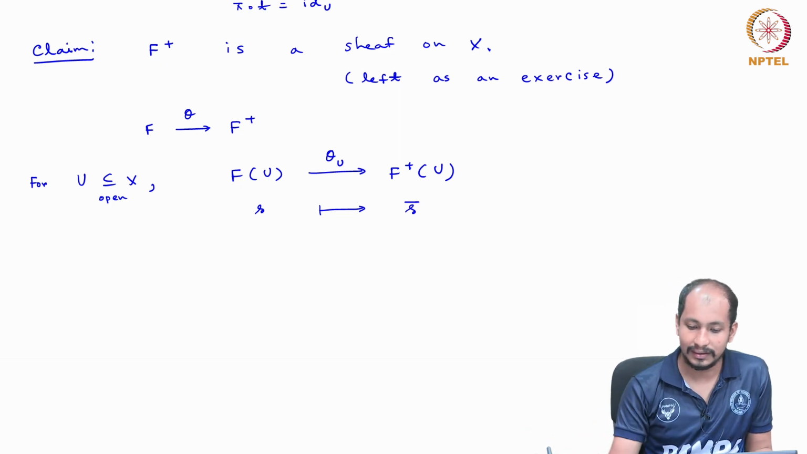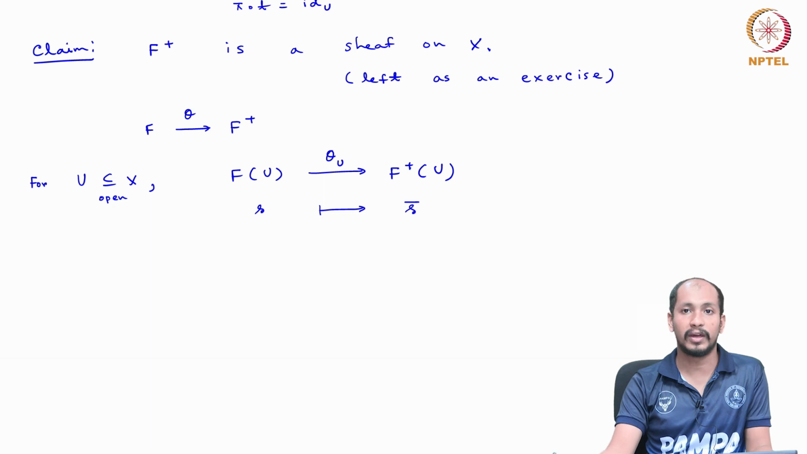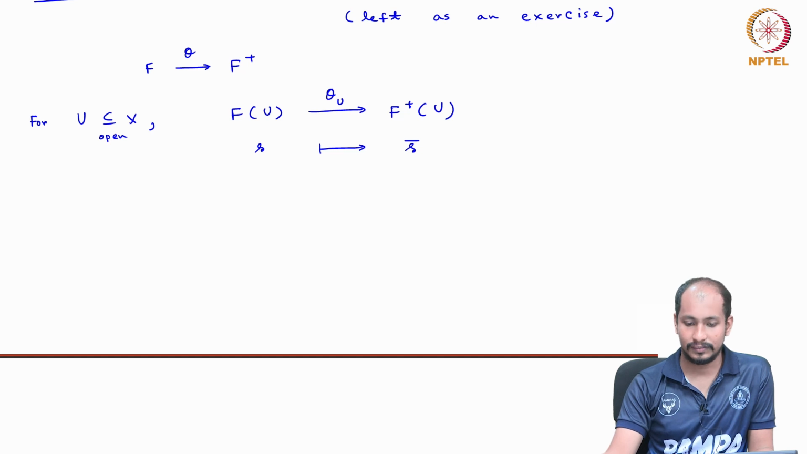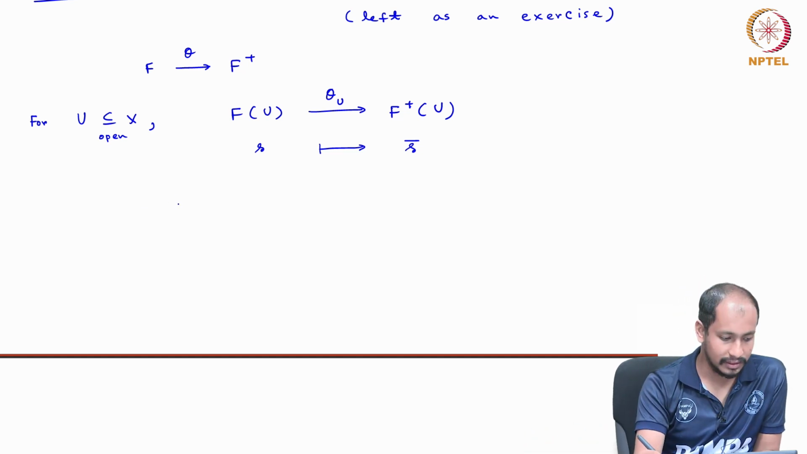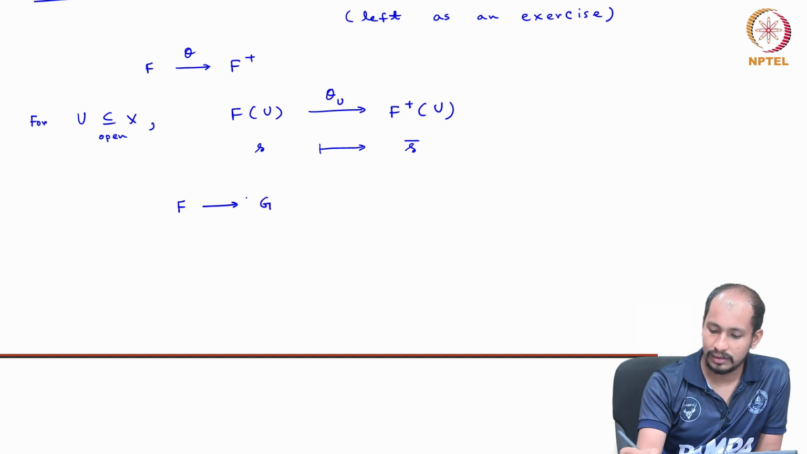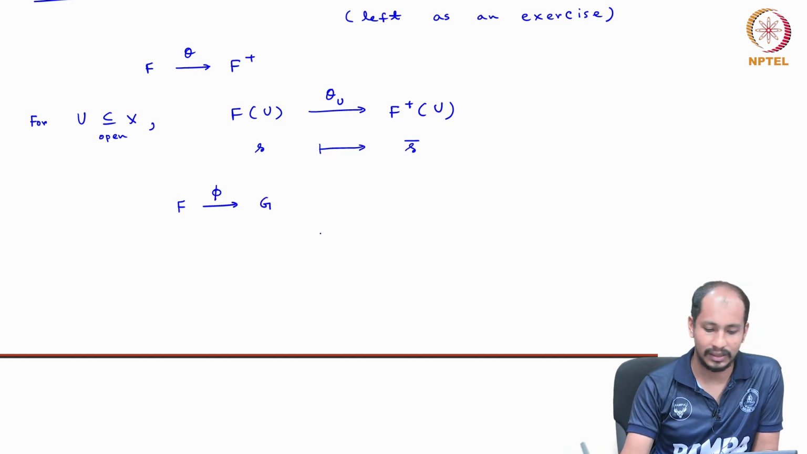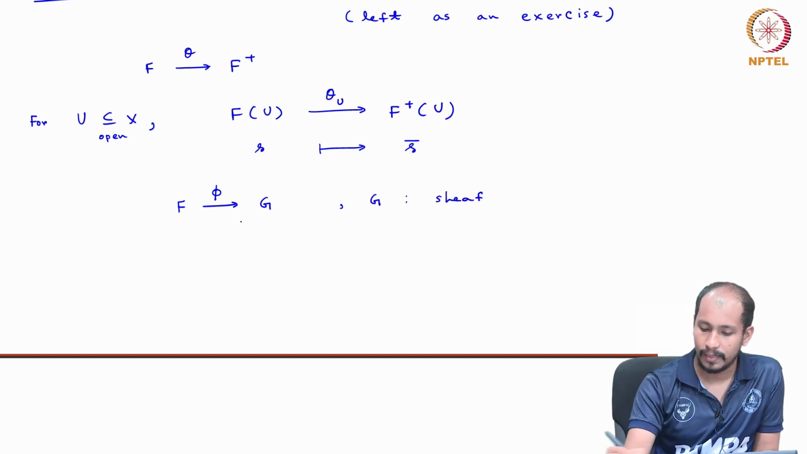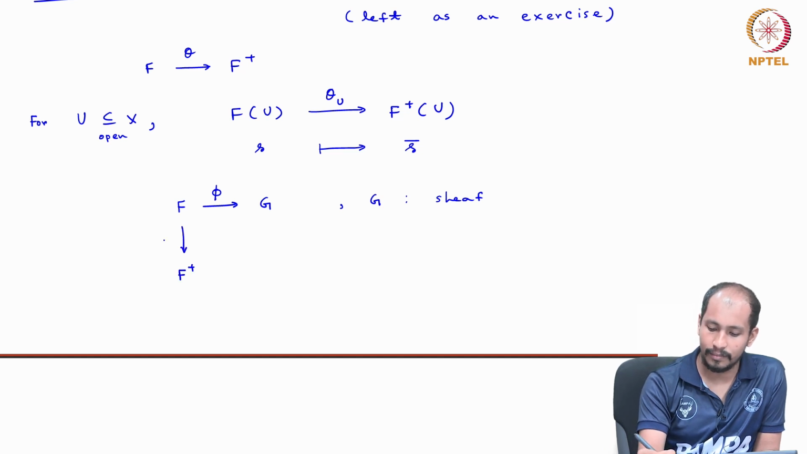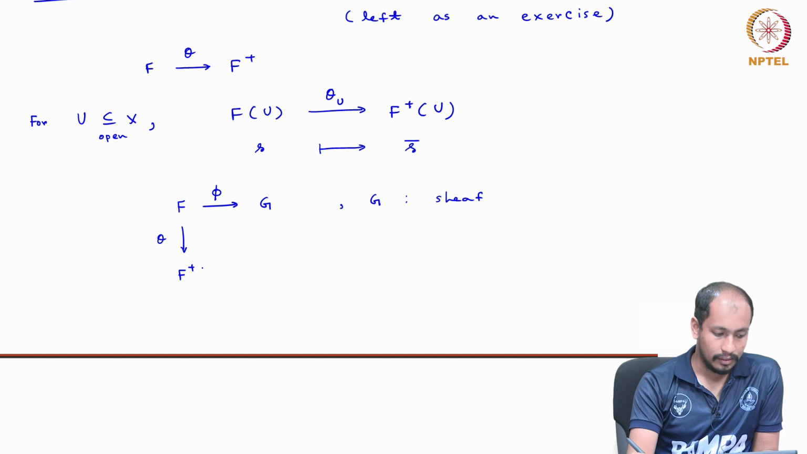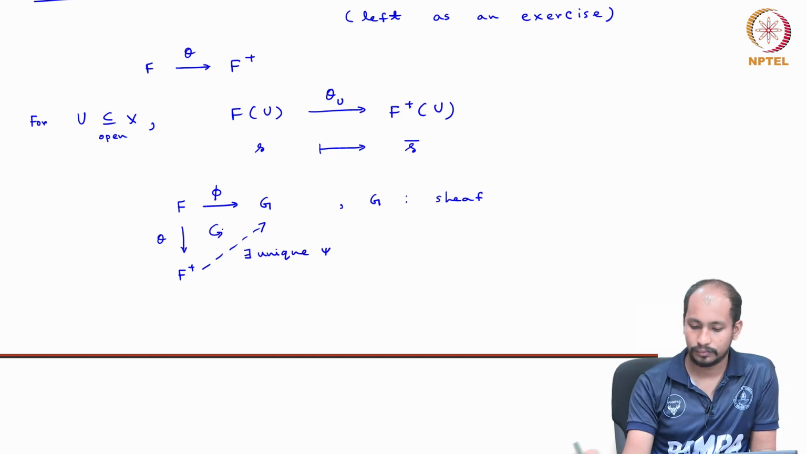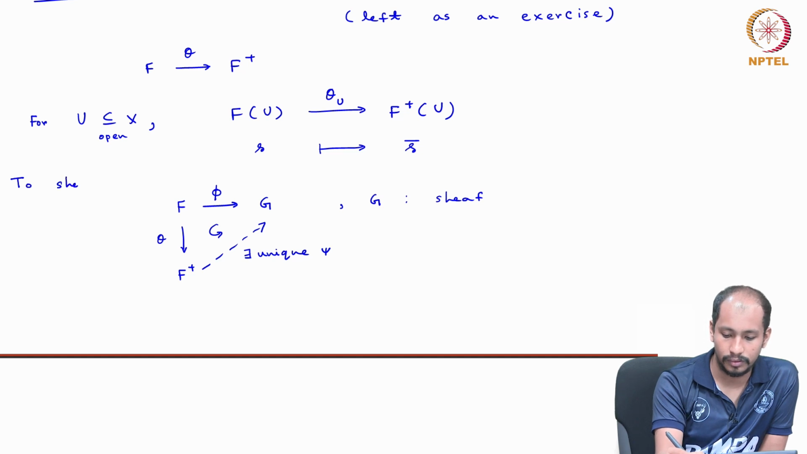So, this is a sheaf. Now, we want to show that this F plus is actually the sheafification of F. For that we have to show the universal property. So, what we have to show is that for any map from F to G, where G is a sheaf, and F to F plus we already have a map, this theta, there exists a unique psi. So, this is what we have to show.